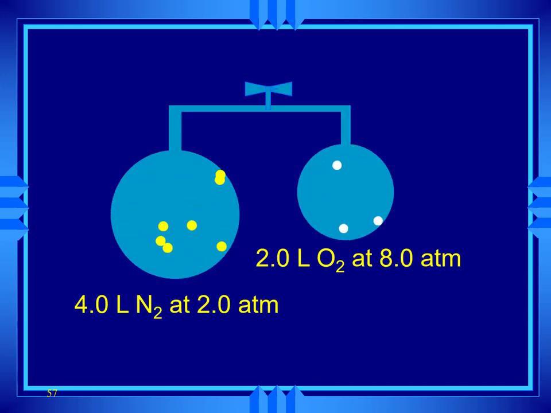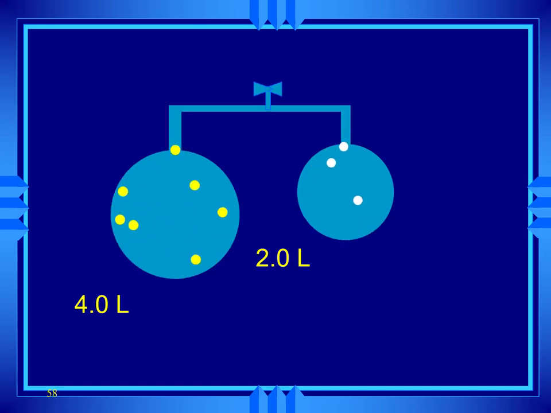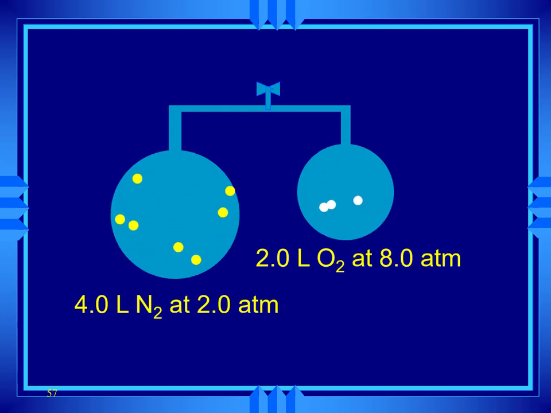So here's what we're talking about. 4 liters at 2 atmospheres, 2 liters at 8 atmospheres. I turn the valve, it opens, and the pieces can now move around. And now the nitrogen's in the oxygen's in the nitrogen. So what is the pressure of nitrogen after I open up the valve? That's what we want to know.